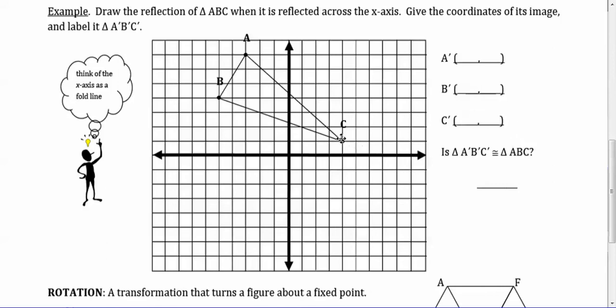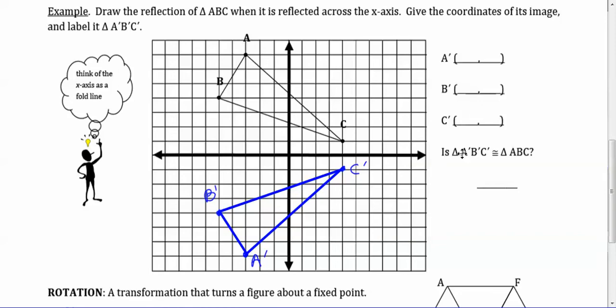So for instance, it might be easy to start with point C. Point C is here. Here's the x-axis. Point C is going to get mapped to C prime, which is here. And A is going to get mapped to A prime, which is down here. And B is going to get mapped to B prime, which is over here. After I get each point individually, then I'm going to go ahead and draw on the lines.